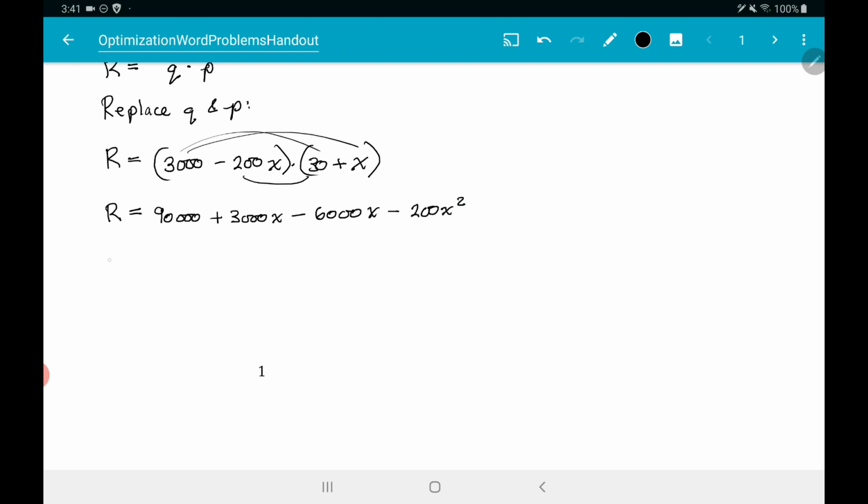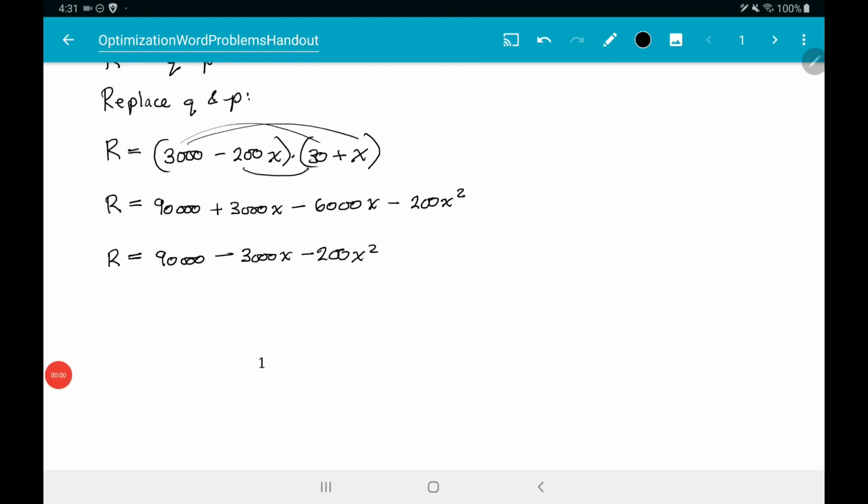Now take a moment to combine like terms. Okay. These two are the only terms that combine. So we'll get 90,000 minus 3,000x minus 200x squared, and that's the revenue function.